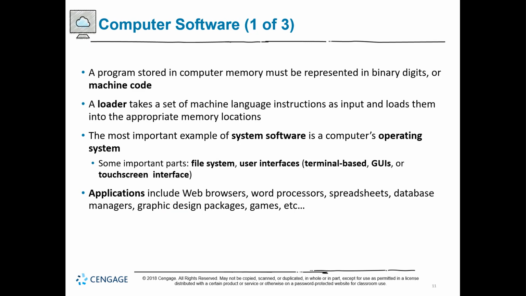So for a program stored in memory, it must be represented in binary, also known as machine code. While there are versions of binary being ones and zeros, we could have hexadecimal, which is 0 through 9 and A through F. Those also work. All of these allow us to convert back down to binary.